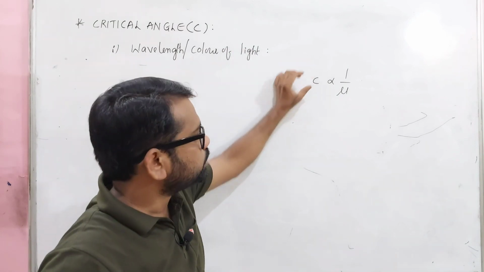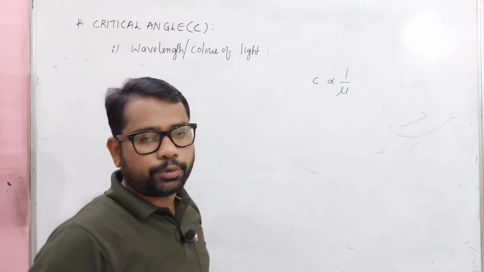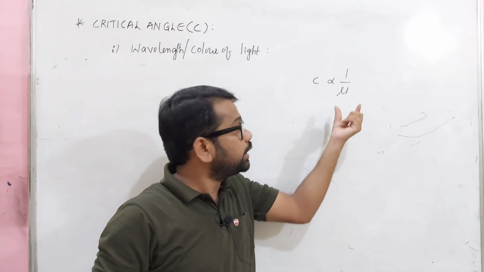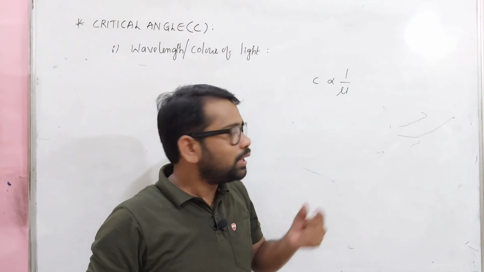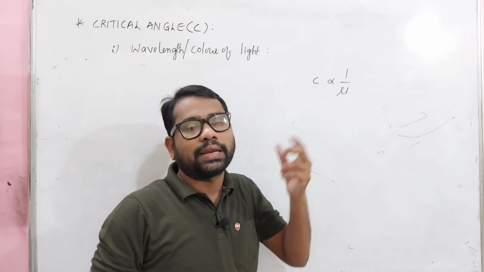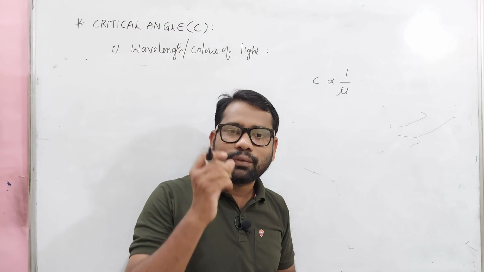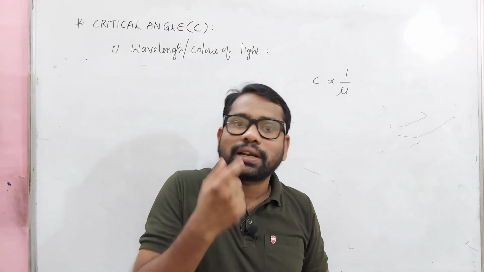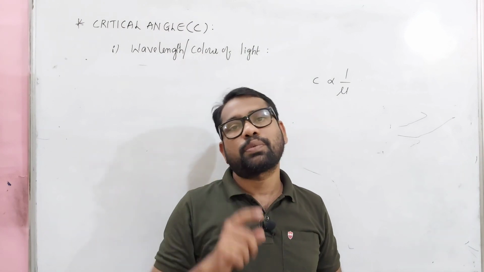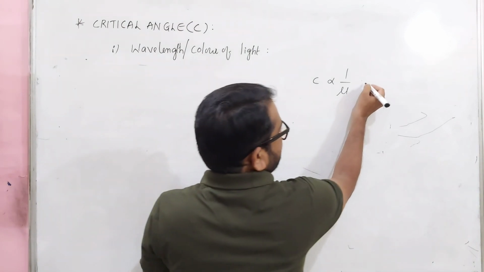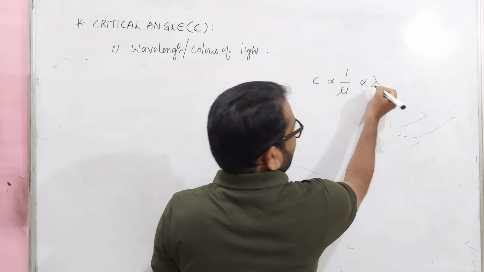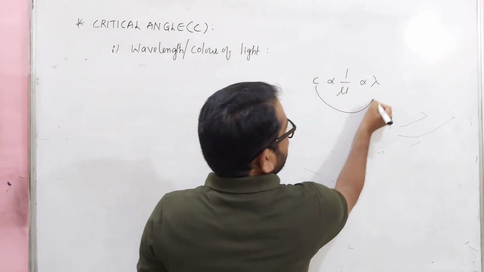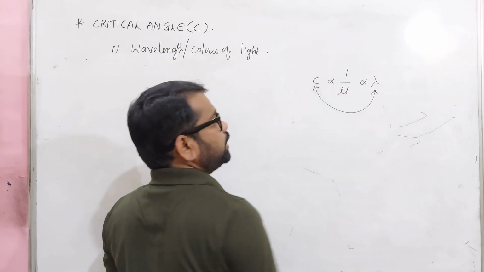That is accepted. So c is inversely proportional to mu, which means: more the refractive index, less the critical angle, or less the refractive index, more the critical angle. But let us recall once again how refractive index and wavelength are related. Both are inversely proportional to each other. Now try to relate these two.